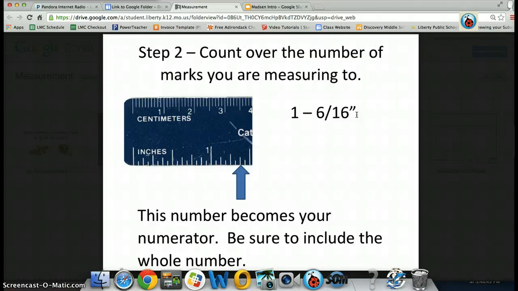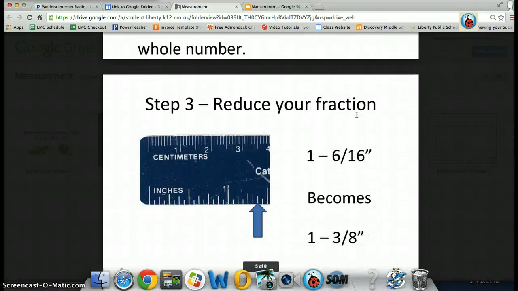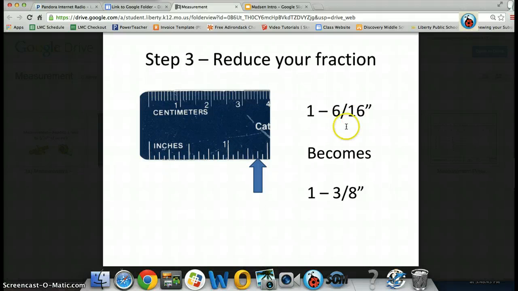Okay, and then my next step, most of you can probably guess, is to reduce the fraction. So find the biggest number that goes into 6 and 16. It's going to be 2. I bring the whole number straight down. I don't mess with it. And then I divide 6 by 2 and get 3. I divide 16 by 2 and get 8. So my measurement is 1 and 3/8 on this ruler. 1 and 3/8. It was 1 and 6/16, and I reduced that to 1 and 3/8.